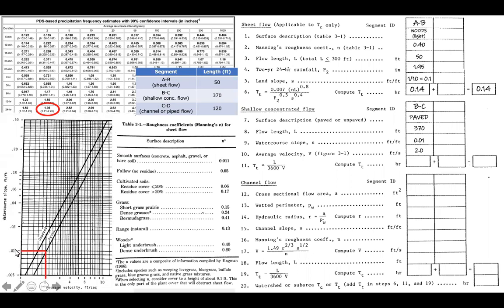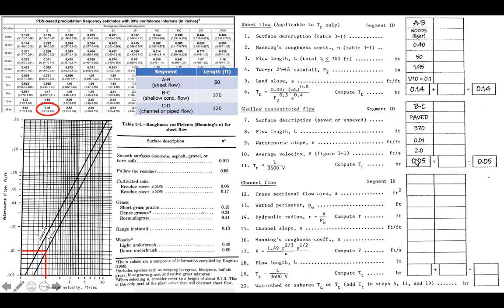Using the graph here, bottom left, we can see for a slope of 0.01 and paved surface, that the average velocity is equal to 2 feet per second. All right, so that's our velocity. We have our length. Using the length and the speed, we can determine the amount of time, which we can find here is equal to 0.05.